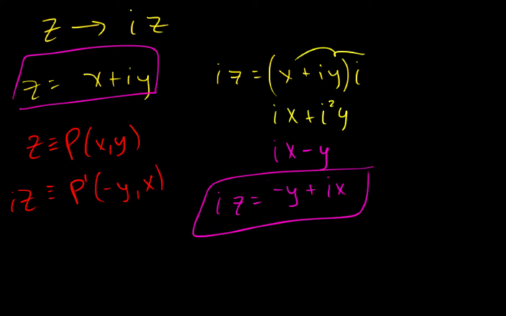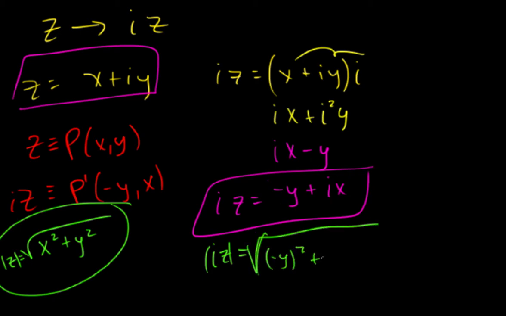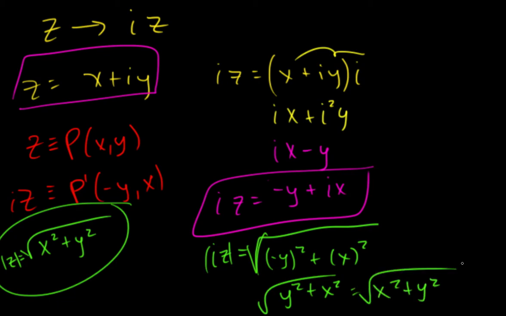And if we find the length of each of these, this one's pretty straightforward. It's just x squared plus y squared under a square root. And then if we do iz, we're going to get negative y squared plus x squared. Negative y squared is just y squared. And then that's the same thing as x squared plus y squared under square root. So they're the same distance.